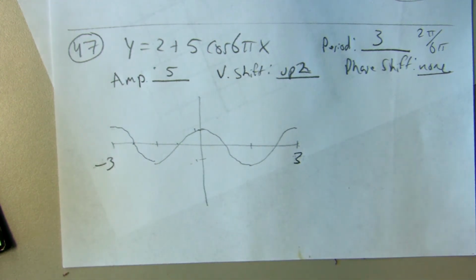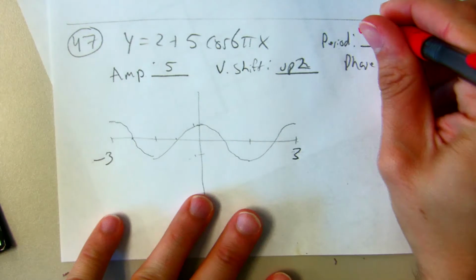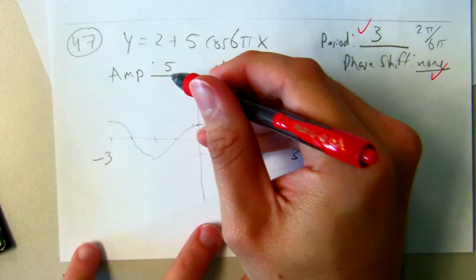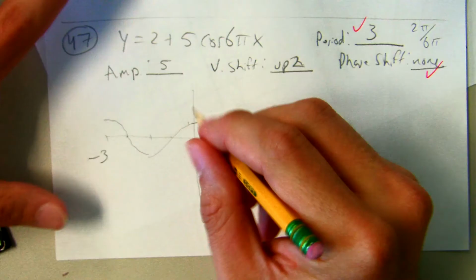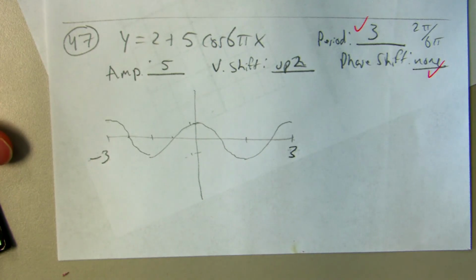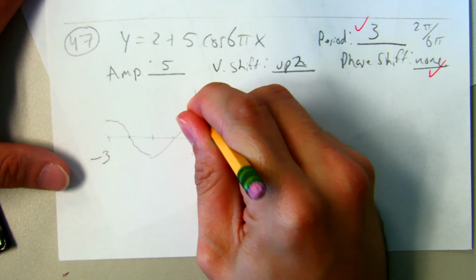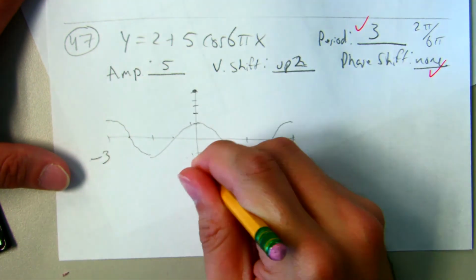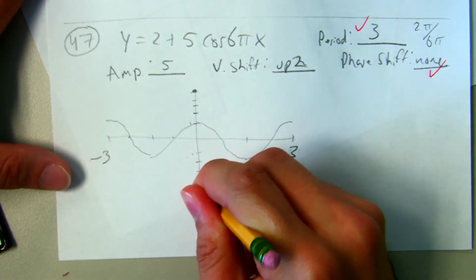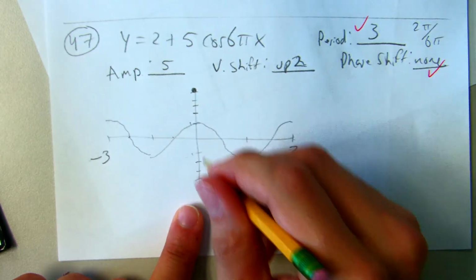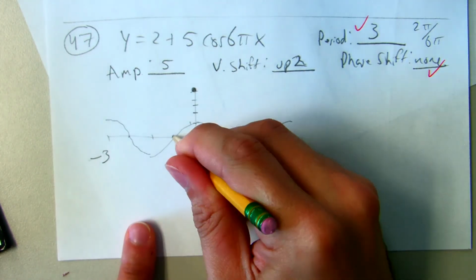Now that's not the full graph. All that does is check off this. But I don't want to shift it left to right. I do want to change the amplitude to 5. So, I should have thought this through. Okay, so this is an amplitude of 1. Pull it up to 5. Pull it down to negative 5.